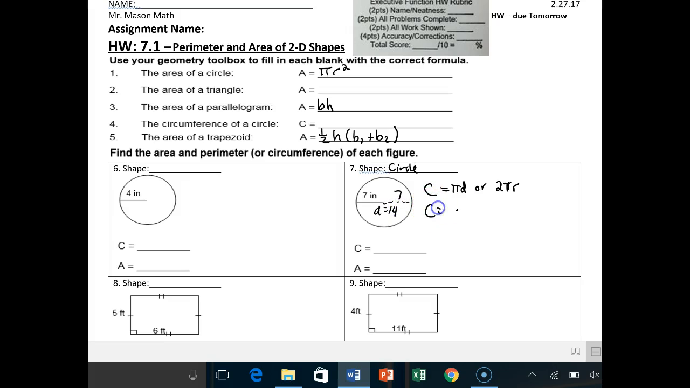So C is equal to 3.14, or pi times 14. And in this case, I won't make you multiply 14 by 3.14. I'll just say, okay, to be accurate, your answer is 14 pi, right? You just flip-flop those two guys, commutative property of multiplication.